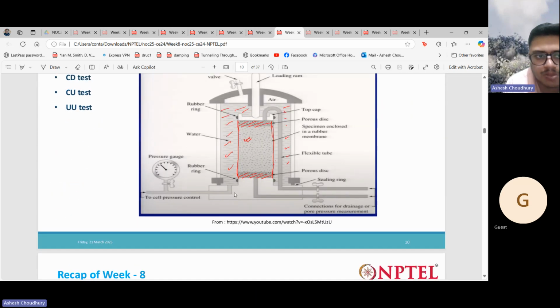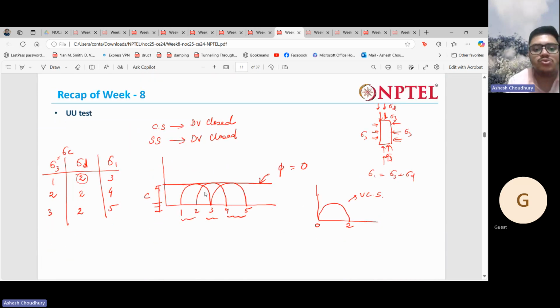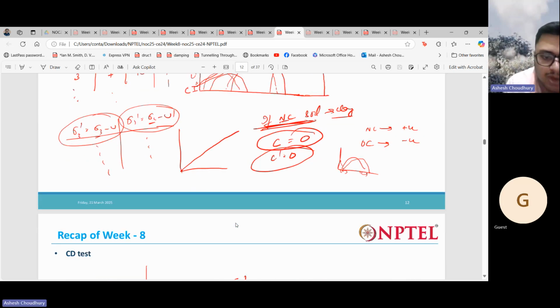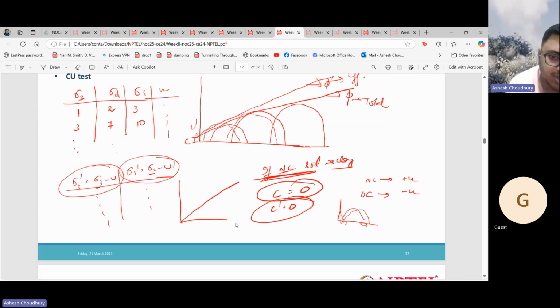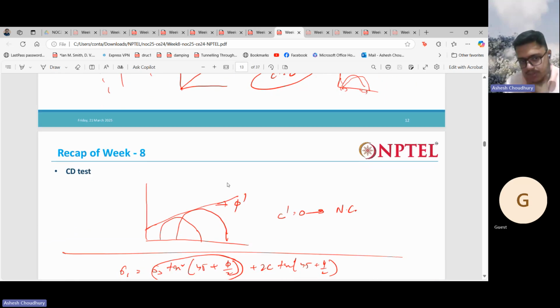Yes, and then we saw the triaxial tests, CD, CU tests. So you saw UU test results, then you saw the CU test results for normally consolidated clays. Always remember that the cohesion is zero. For over consolidated clays, you will have some cohesion as well. For normally consolidated clays, cohesion is always zero.